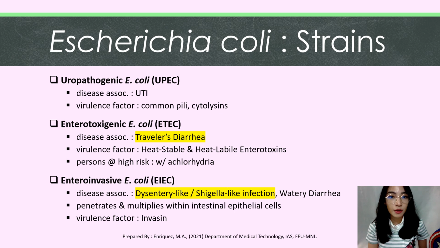Next is the entero-invasive E. coli, or the EIEC. So this produces a dysentery-like or Shigella-like infection, which we'll get more into later once we talk about the Shigella species. The preferred habitat within the human host is at the intestinal epithelial cells. So kaya po tinawag na entero-invasive because it can penetrate or invade the intestinal cells.